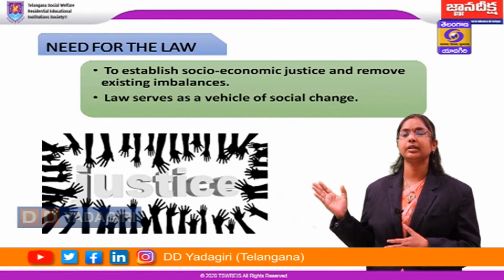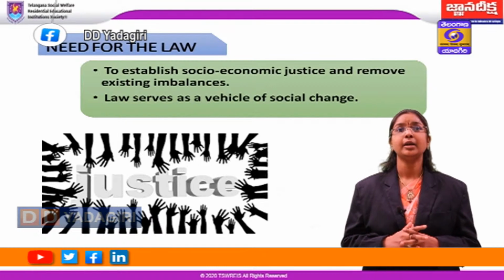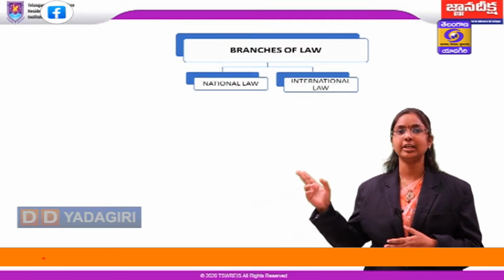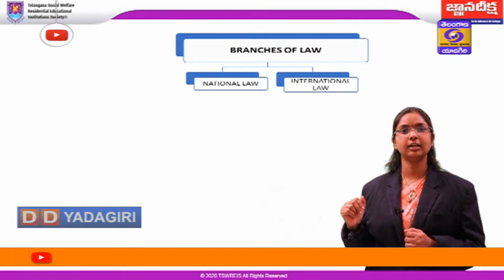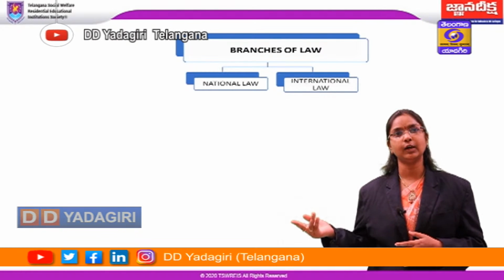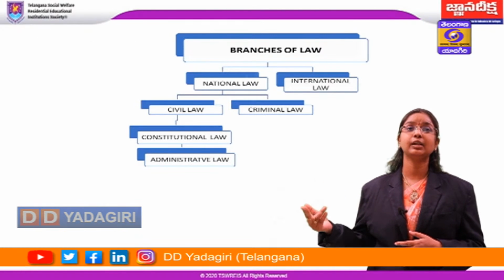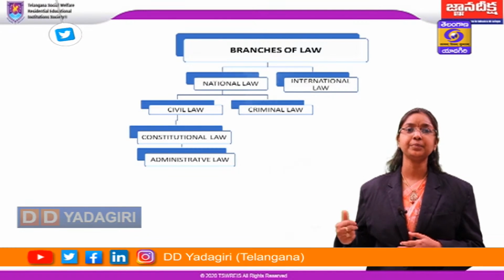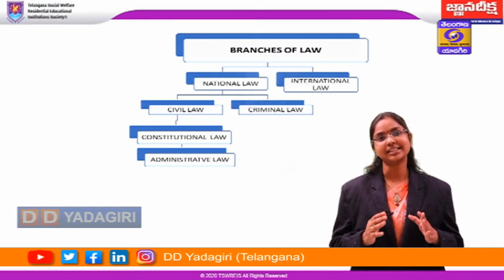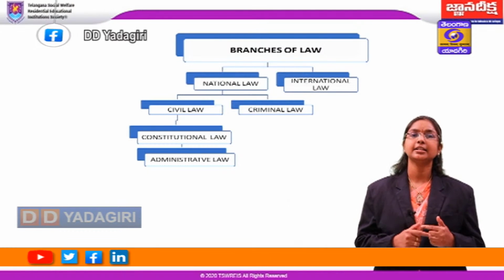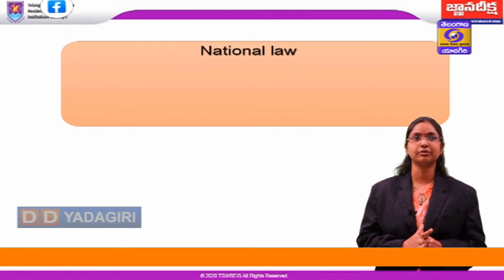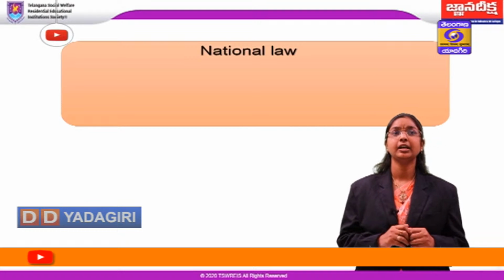Let us have a glance over some of the branches of law. Branches of law. Law is broadly classified into two types. One is national law and the other is international law. National law is again reclassified into civil law and criminal law. Civil law includes constitutional law, administrative law, industrial law, business law, personal and property laws. Let us go in detail with each branch of law. And the first branch of law is national law.